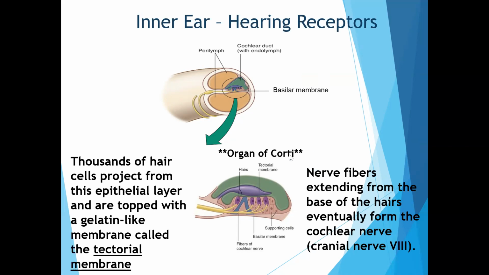So the organ of Corti, that's your hearing organ. Anytime we talk about the organ of Corti, you're thinking about hearing. This is really a zoom in on the organ of Corti. So we have the basilar membrane. That's just the floor of that organ. Our cochlear duct is right at the start of that organ, and then the perilymph is what is filling the organ itself.